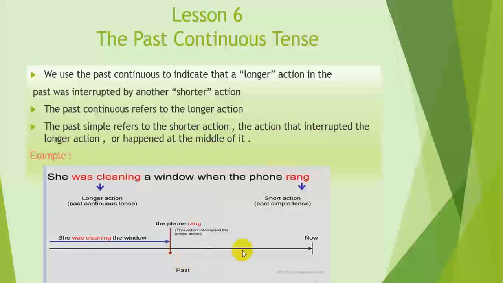To understand that more, look at this line. That's the longer action. She was cleaning the window. Okay? And then we have the shorter action that has interrupted it. The phone rang. So the longer action, what's the tense of the longer action? Was cleaning. Yes, it's in the past continuous tense, was cleaning. And the shorter action that has interrupted it, it's in the past simple. Alright, so remember this. The longer action is in the past continuous tense, and the one that interrupts it is in the past simple. Fine.